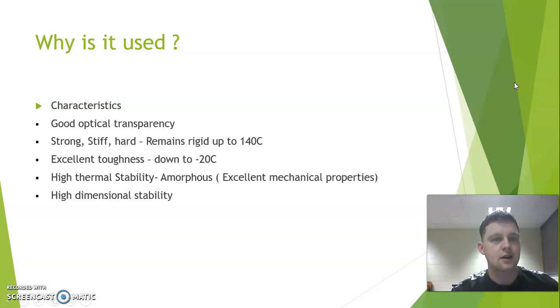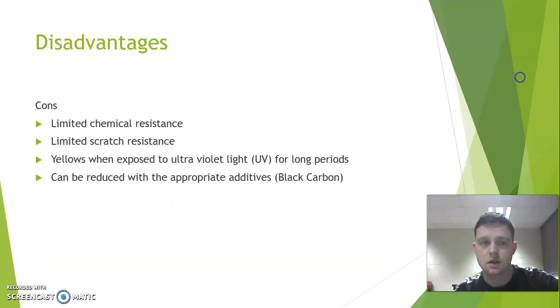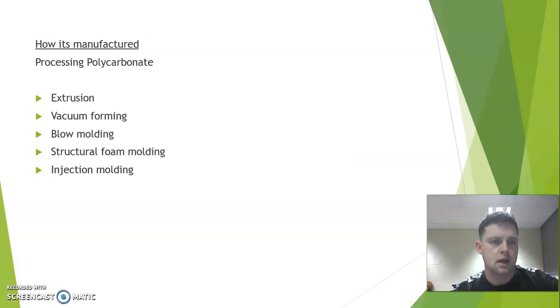Why it is used: characteristics: good optical transparency, strong, stiff, hard, remains rigid up to 140. It has excellent toughness, high thermal stability, high dimensional stability after moulding. Cons: limited chemical resistance, limited scratch resistance, yellows when exposed to UV. This can be reduced by introduction of black carbon additives. It can be formed via extrusion, vacuum forming, blow moulding, structural foam moulding, and injection moulding.